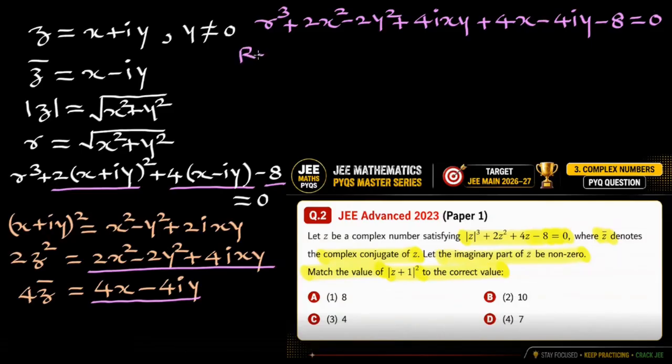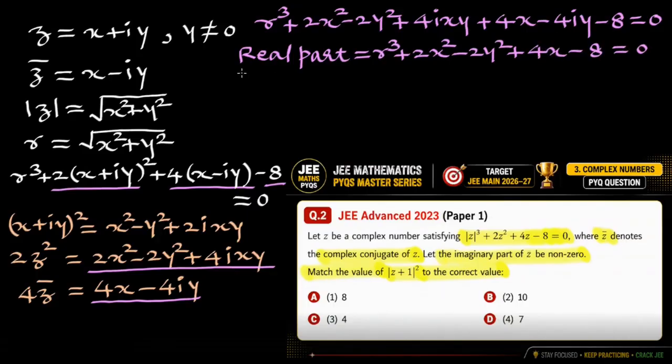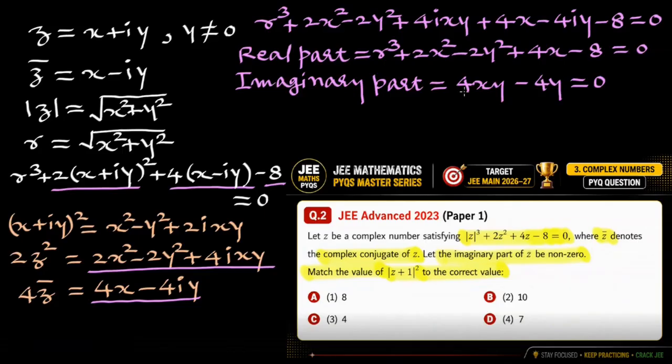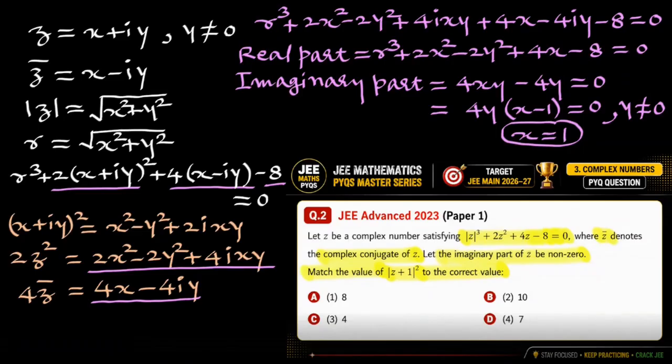Here the real part is r³ + 2x² − 2y² + 4x − 8, and the imaginary part becomes 4xy − 4y = 0. Factoring, we get 4y(x − 1) = 0. Since the question says y is not equal to 0, we must have x = 1. This is the key observation of the problem.